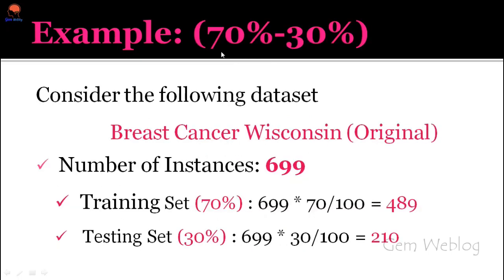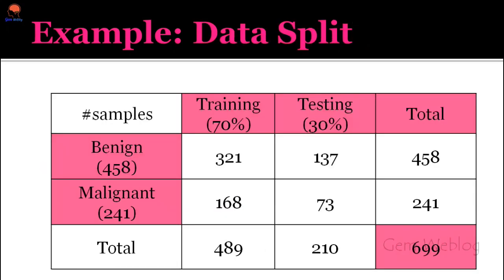Now we have split the dataset into a 70-30 ratio: 70% for the training dataset and 30% for the testing dataset. So the training dataset, 70%, means the number of samples is 489. The testing set, 30%, contains 210 samples. Now we will see how the data samples are split in the dataset.